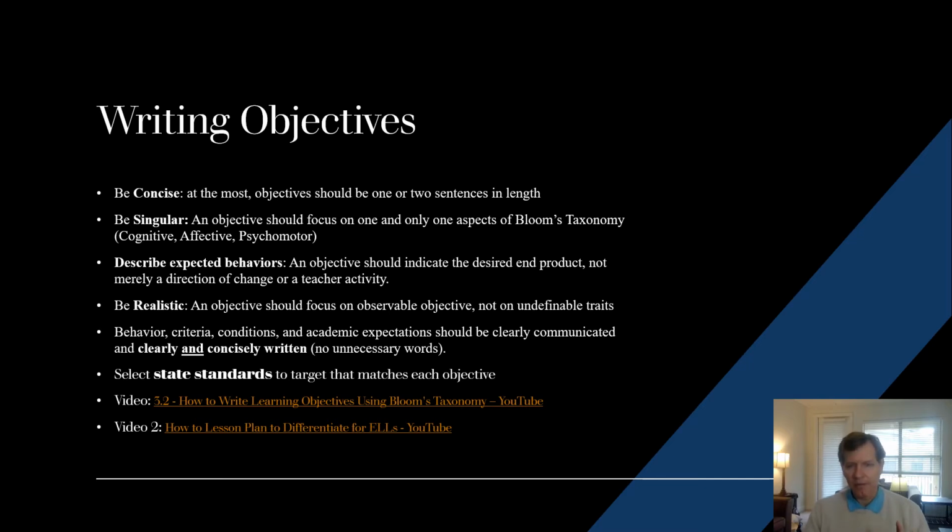So you want to be very realistic. An objective should focus on an observable objective. Notice observable, that's measurable. That's very behavioristic, by the way. Don't get into these undefinable traits. Behavior criteria conditions should be clearly communicated to your students, clearly understood, and a person reading your lesson plans should very clearly understand what your objectives are.